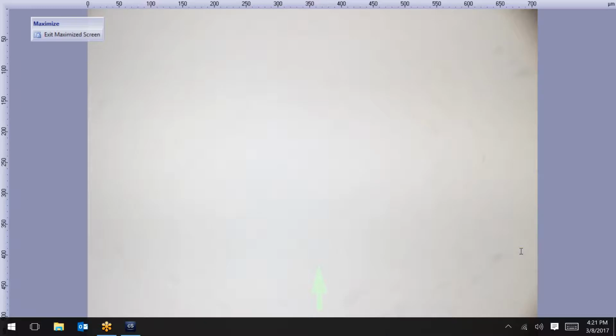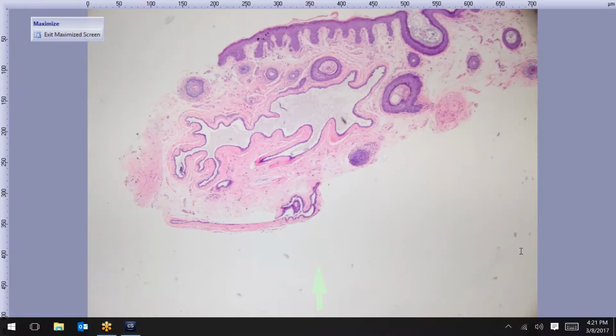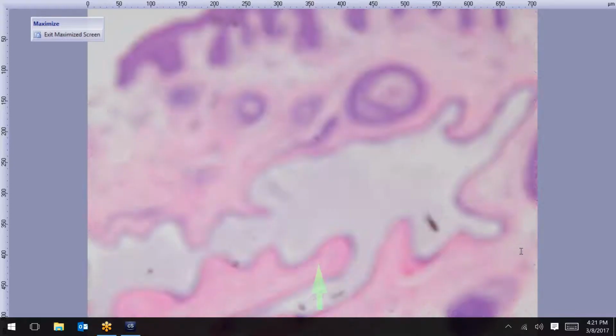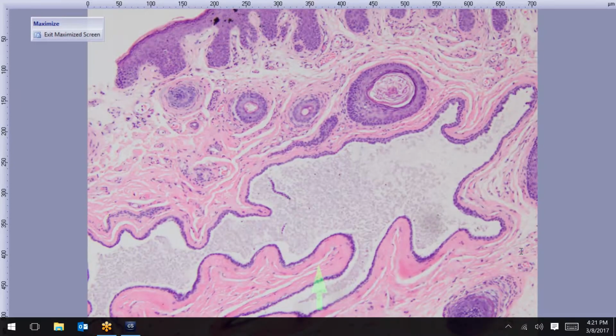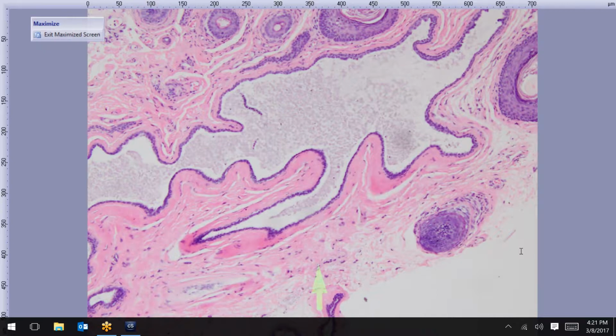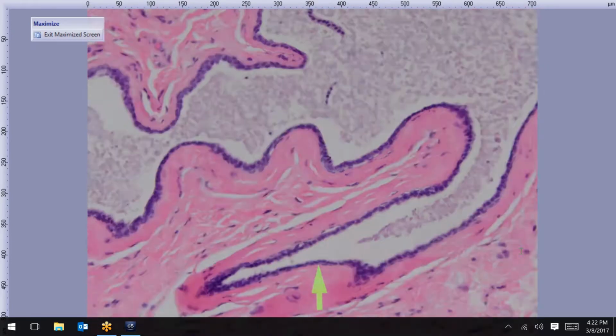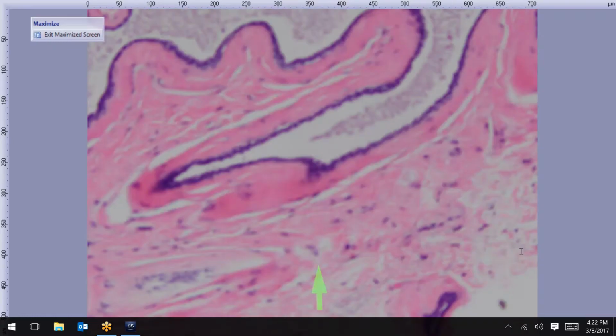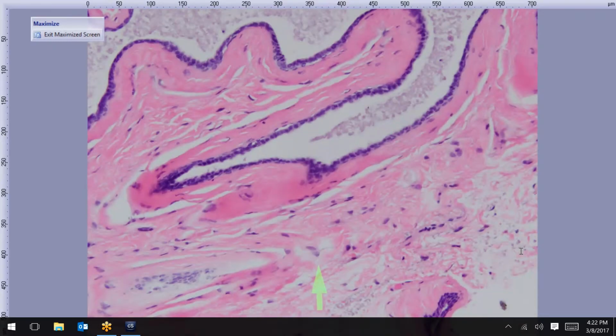Okay. Anyone want to throw a guess out already, even at this low power? Yes. What's that? Hydrocystoma, that's right. So you see a little apocrine lining in this one. A little dark. So this is a hydrocystoma.